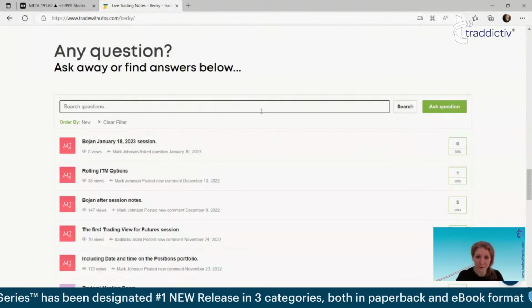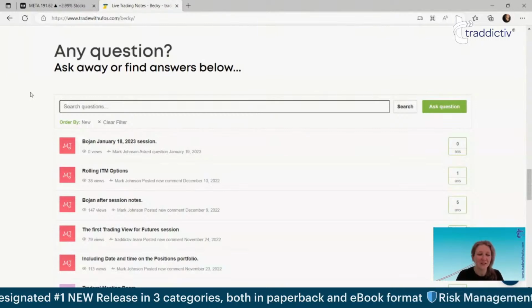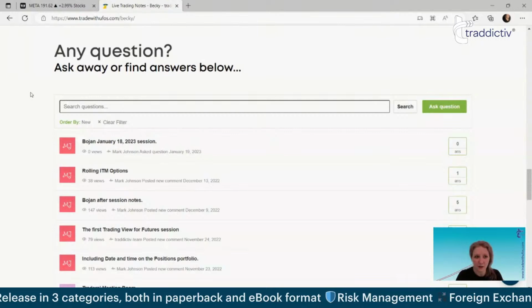So without further ado, let's get into looking at a few different markets.